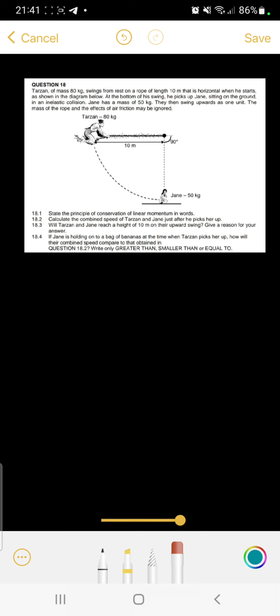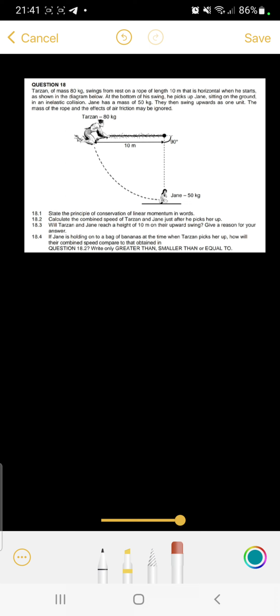So this Tarzan there with 80 kg is going to be swinging and collecting Jane. So in this instant, we can see that he's in the air. Something about him in the air tells us the type of principle of energy that we're going to use. There are a lot of principles of energy: mechanical energy, potential energy, momentum. But whenever an object is in the air, always understand that we need to use mechanical energy, because mechanical energy just means potential energy plus kinetic energy.